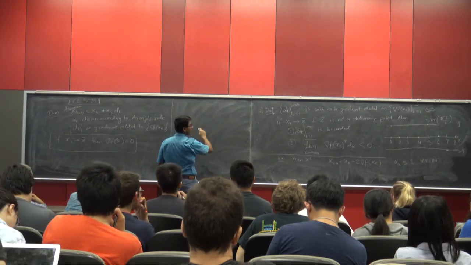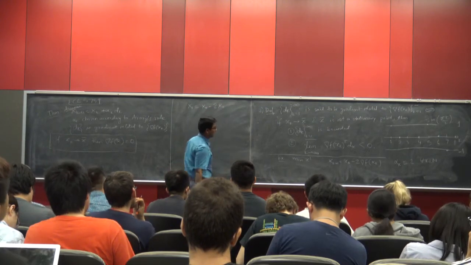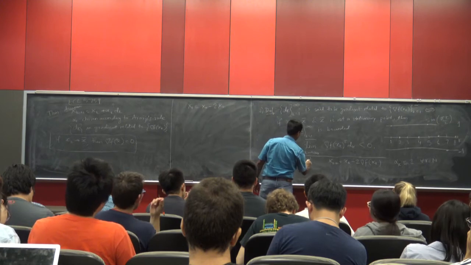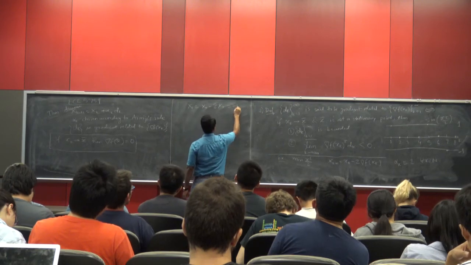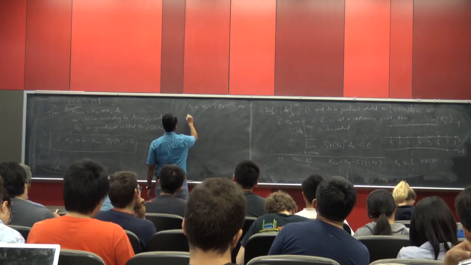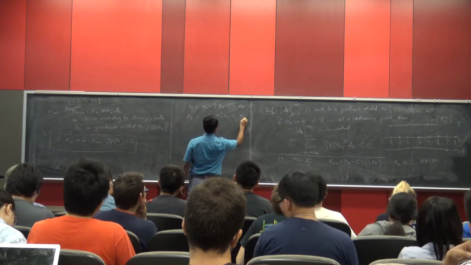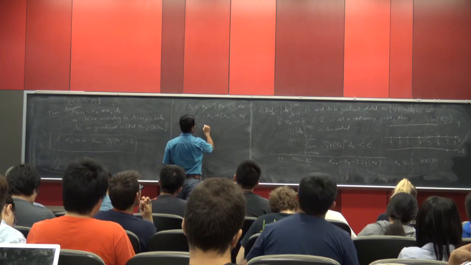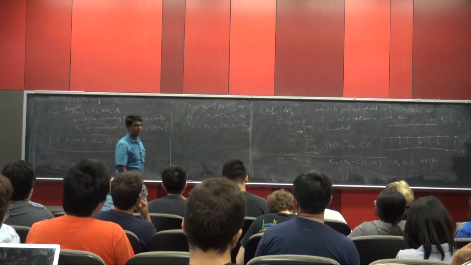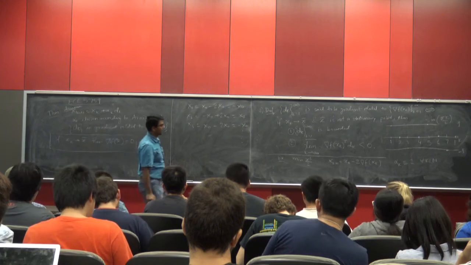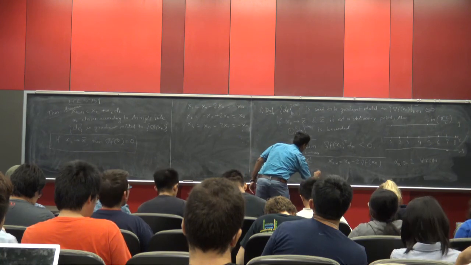So my x naught is arbitrary, and my x1 is x naught minus 2. Oh, let me put a half here, so f is one half x squared. Then x1 is x naught minus 2x naught, that is minus x naught, and then x2 equals minus x naught plus 2x naught, that is x naught, and x3 equals minus x naught. Why? Because my gradient of f at x equals x.